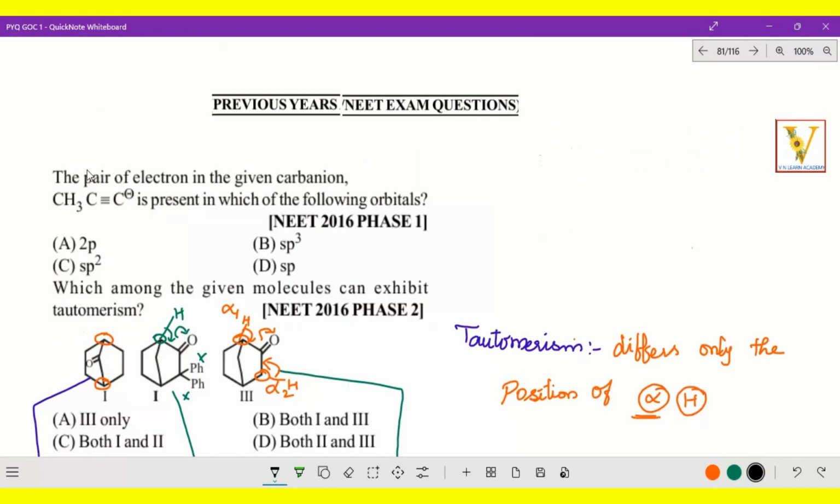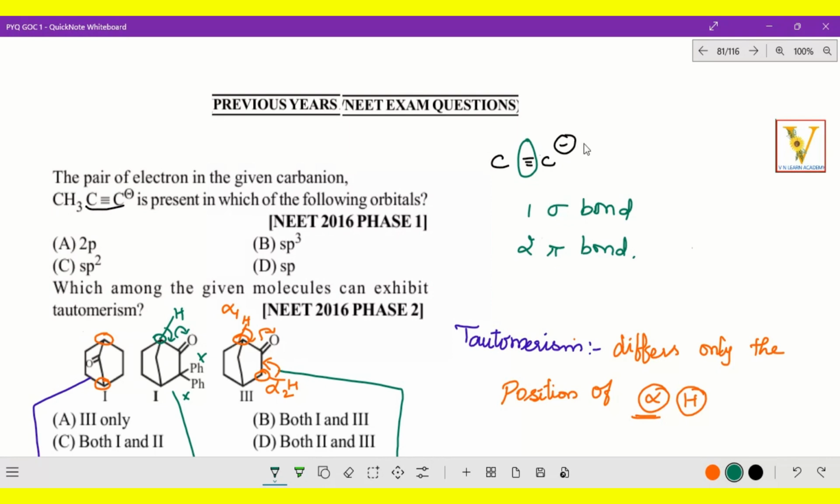The next question: the pair of electrons in the given carbon anion, CH3C triple bond C with a negative charge, is present in which of the following orbitals? That is 2p, sp3, sp2, sp. See, here they have given a triple bond, that is C triple bond C, and a negative charge. So generally, what bonds are available here? One sigma bond and 2 pi bonds, right? One sigma bond and 2 pi bonds are available.